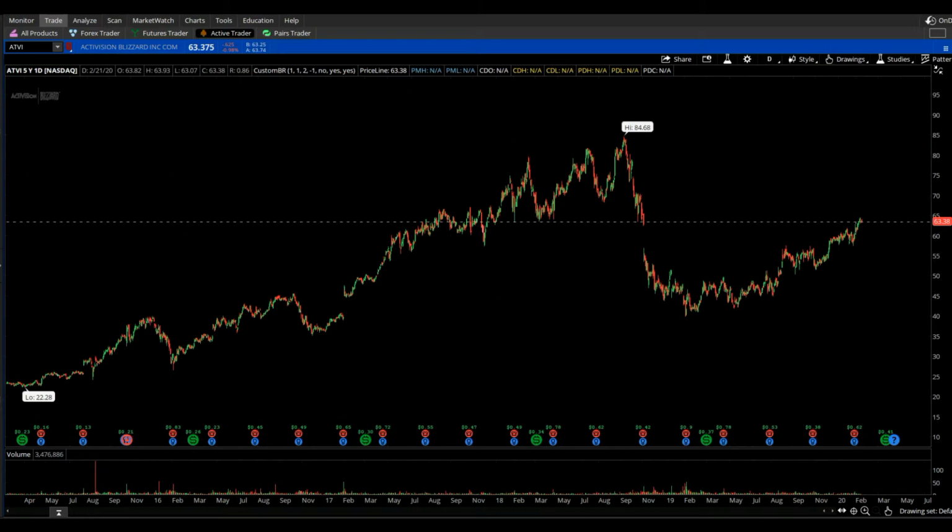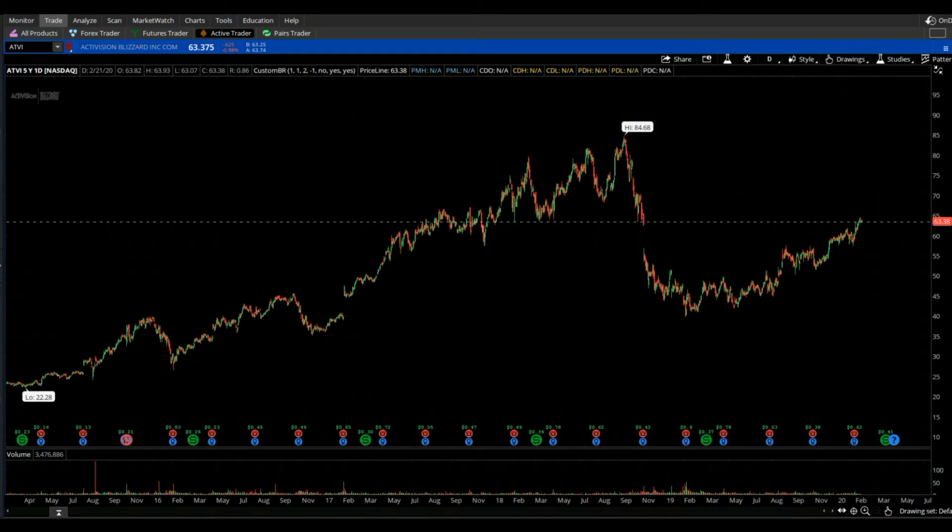So on the chart in front of you, we're looking at Activision Blizzard, ticker symbol ATVI in the top left-hand corner. Here's the ticker symbol right up here. And I'm actually using a new tool I downloaded, so hopefully this will help for things to get a little bit clearer and see them a little bit better.